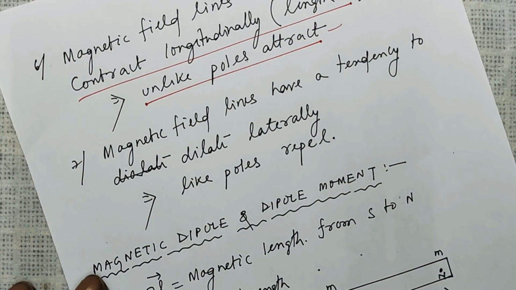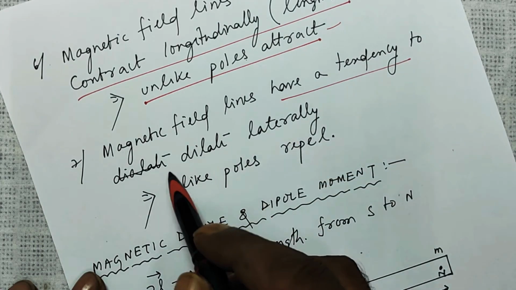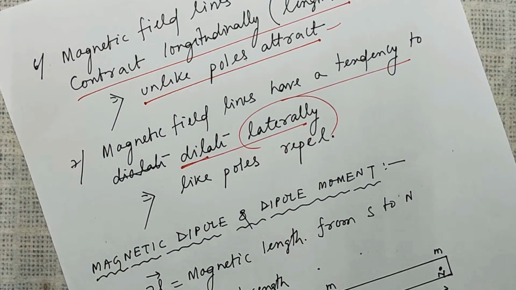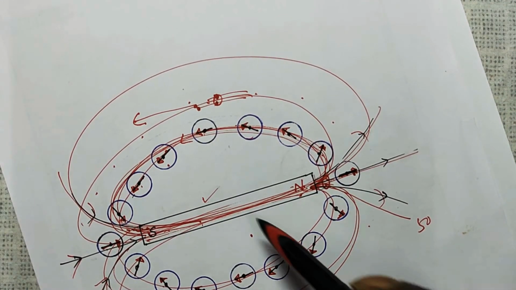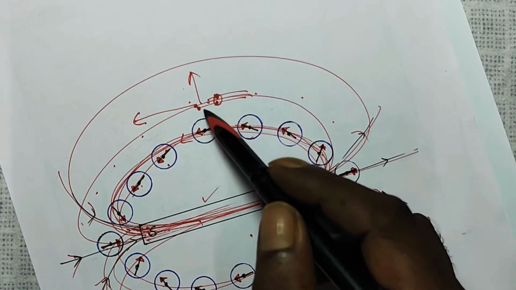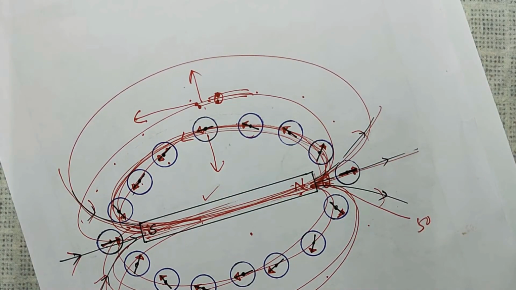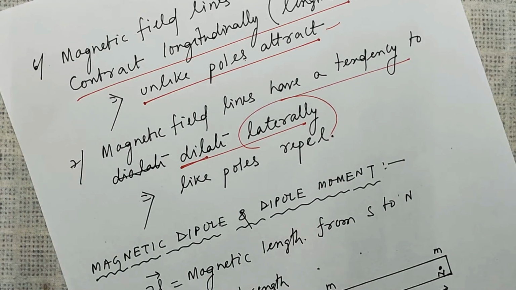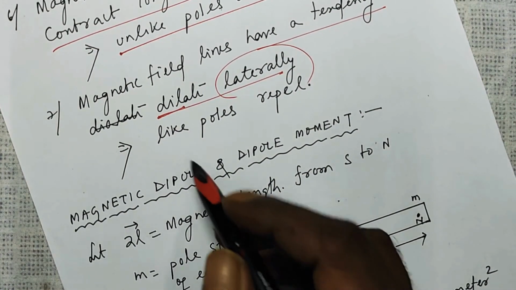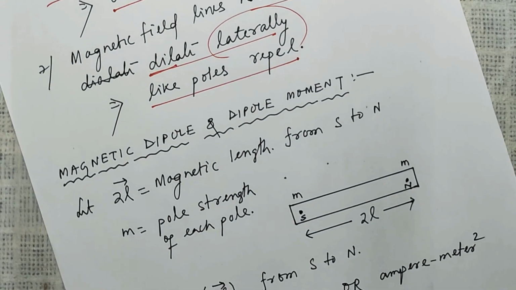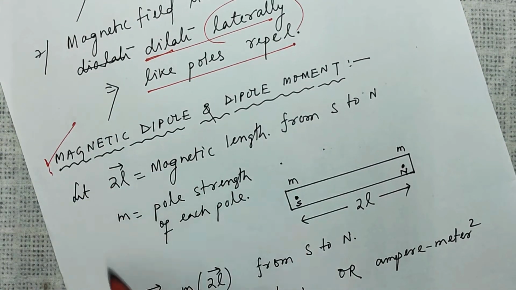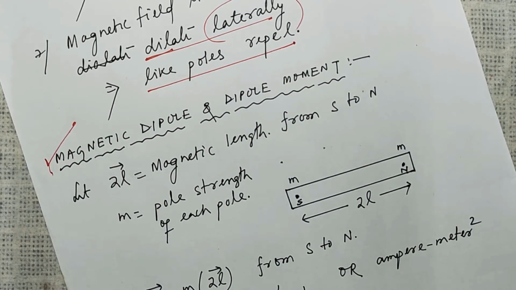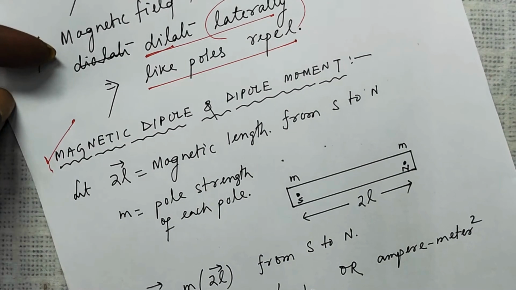And similarly, magnetic field lines have a tendency to dilate laterally, sidewise. Sidewise means this is trying to push this way, this is trying to push this way. That is the same thing as saying two similar poles repel each other. South repels south, north repels north. Like poles repel each other. Then from this point onwards, we'll move on to derivations, different kinds of derivations in magnetism.